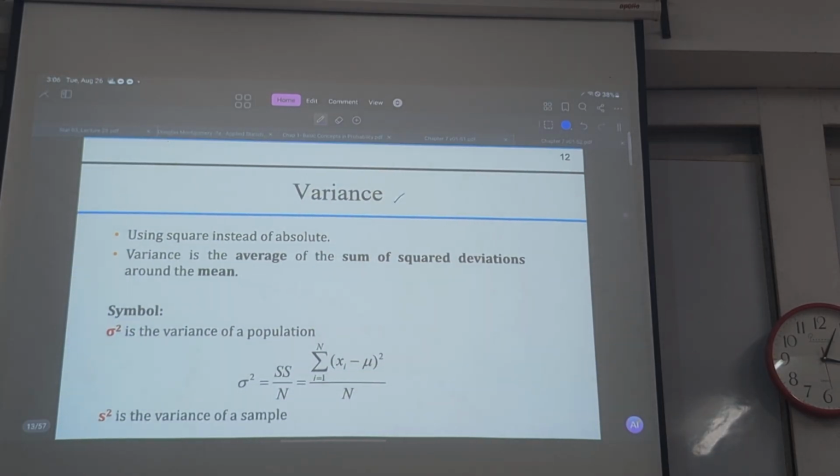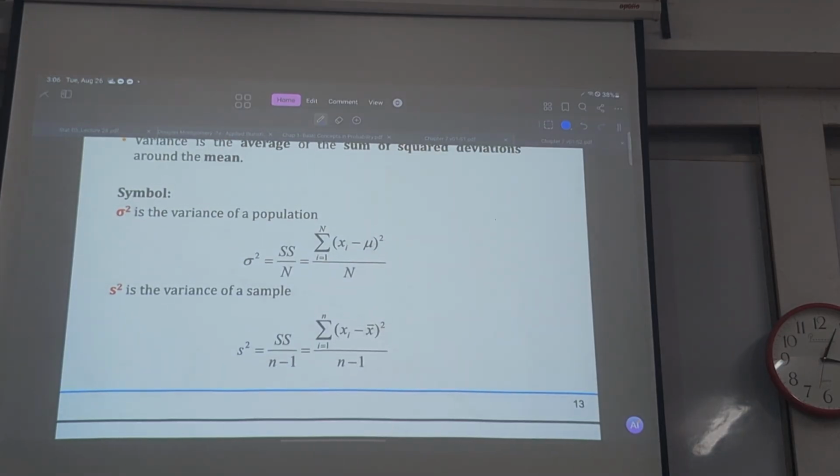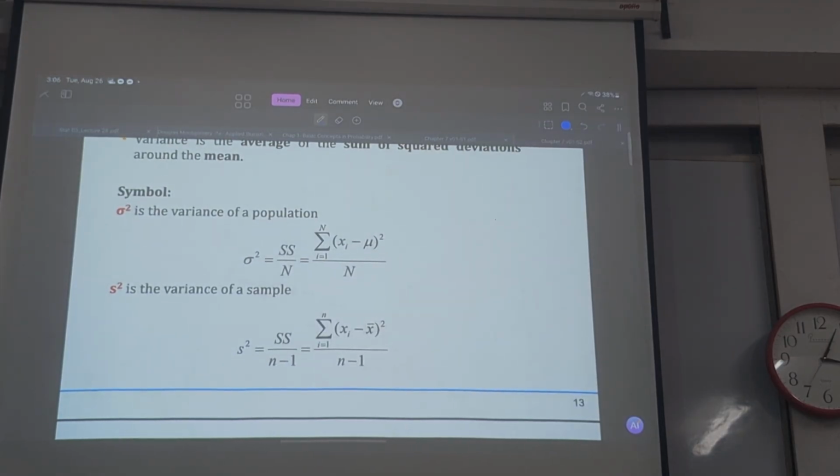Variance we have already defined. But there is a problem. The problem is when we measure the population variance sigma square, we divide the square sum by what? Capital N. When we calculate the sample variance, we divide the square sum by what? Anyone knows it?